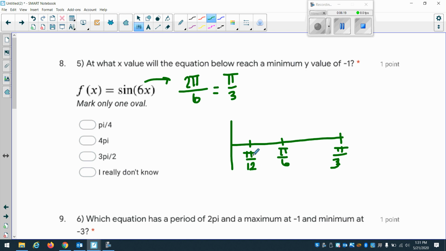Now, if I multiply 3 times pi over 12, I get 3 pi over 12, which reduces to pi over 4. Now, my amplitude is 1, so I know my highest point is going to be 1. My lowest point is going to be -1, and it's sine. So I'm starting at 0. I'm at 1, at my midline, at -1, at my midline. So at what x value will the equation reach a minimum y value of -1? It would be pi over 4. Okay.